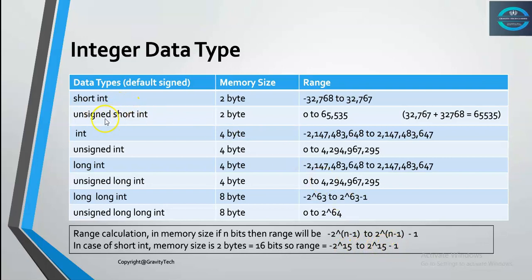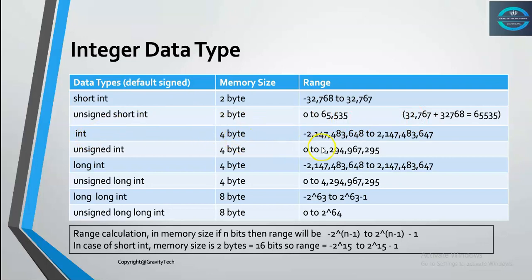Now, unsigned short integer. It is again 2 bytes, but the range differs. Since it is unsigned, it will only consider the positive numbers. But what will happen to the negative numbers that are there in the short int? Those will basically just be added to the positive side. So 32,767 plus 32,768. The range of unsigned short integer becomes 0 to 65,535. And similarly, the size of integer is basically 4 bytes.